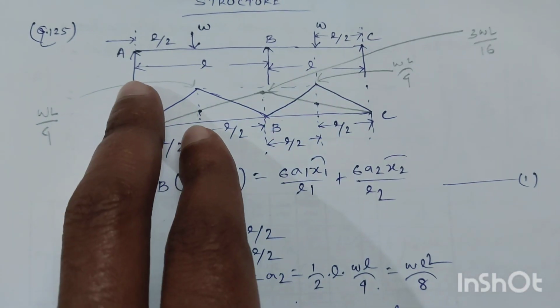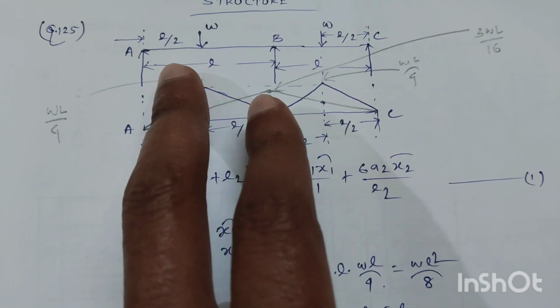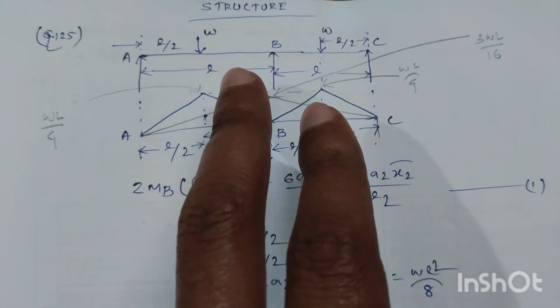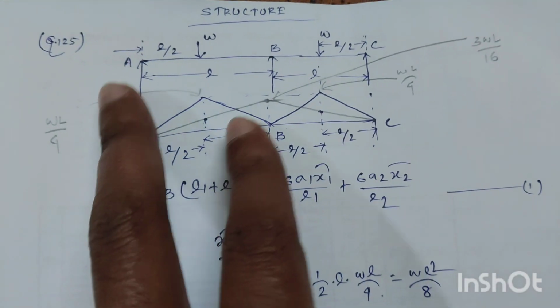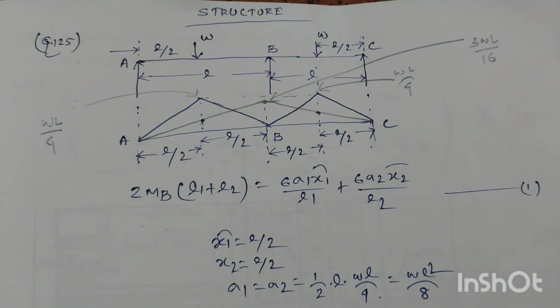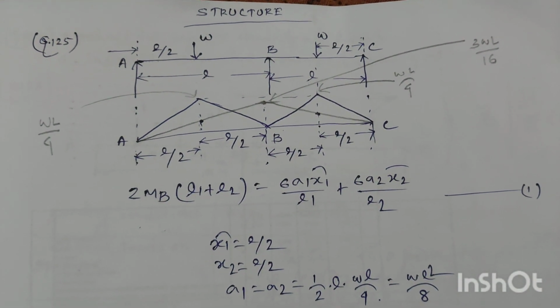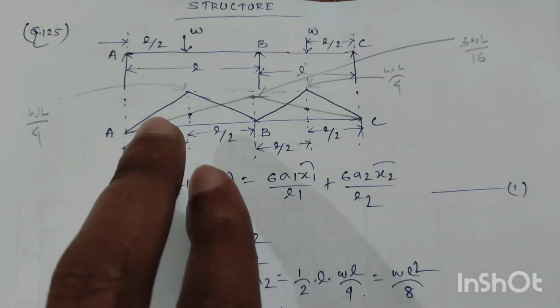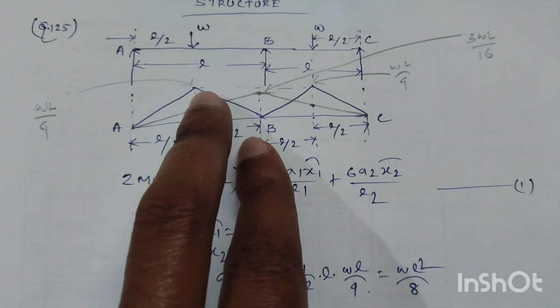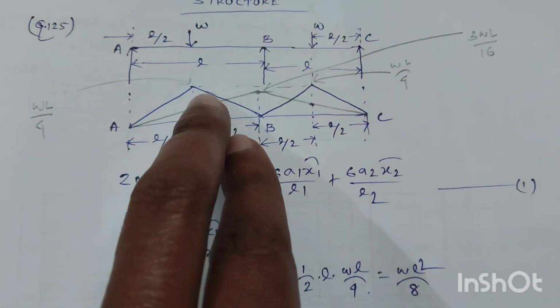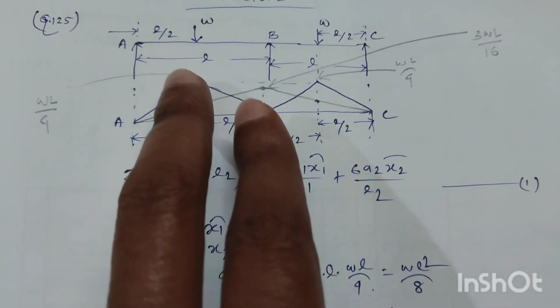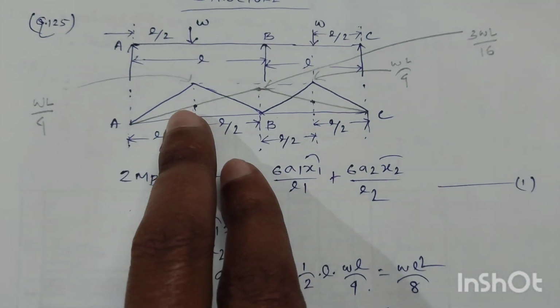Okay, so this continuous beam is divided into two parts, AB and BC. The length of AB is equal to L, and the length of BC is also equal to L. So the free end moment at the midpoint of the span AB and BC will be WL by 4.